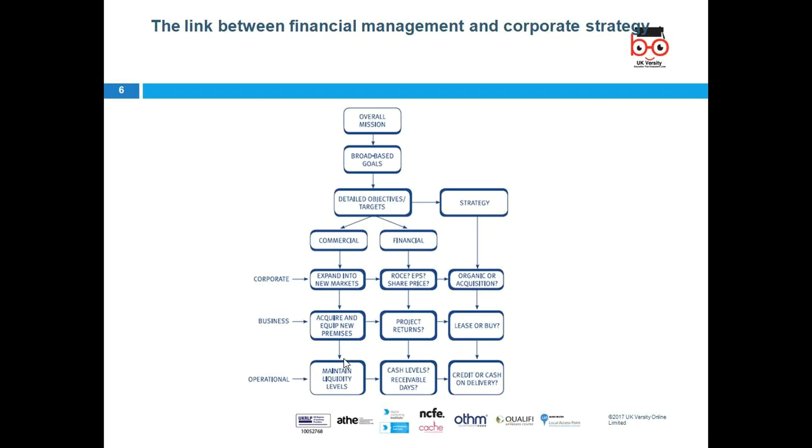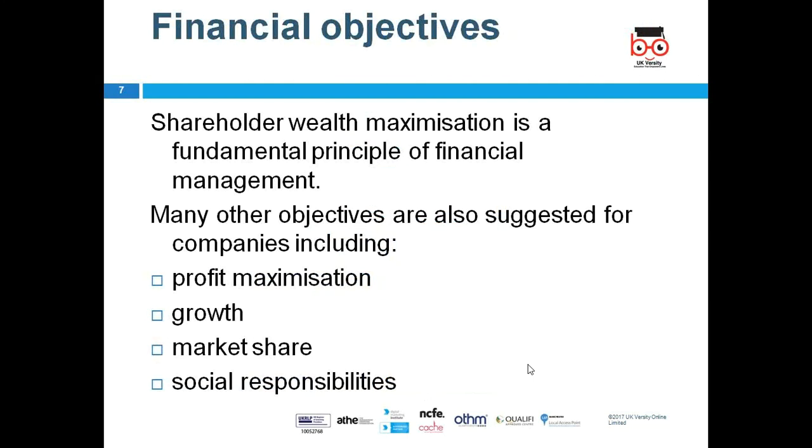We need to expand into new markets, or we want a certain return on capital employed, or we want organic growth in the business. We need more money. For acquisition of new equipment, we look at the project return. We want to lease it or we want to buy it. Maintaining the liquidity level means mostly the asset level, the cash level, how many days receivable, and credit or cash on delivery, all of which need to be managed.